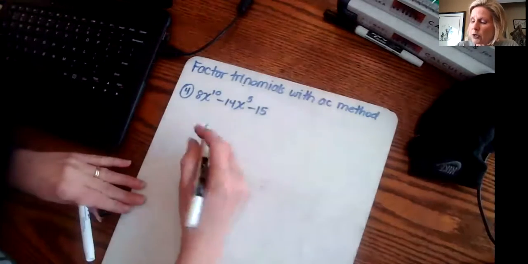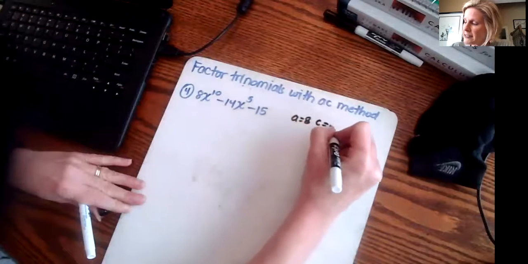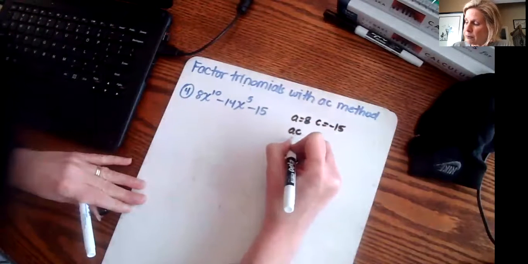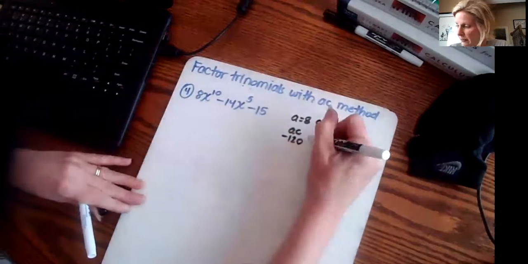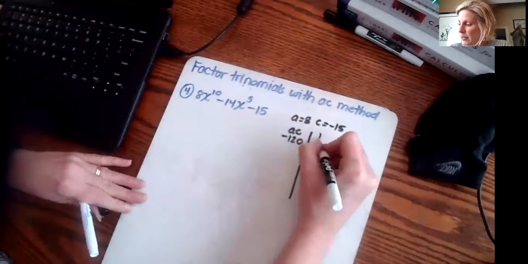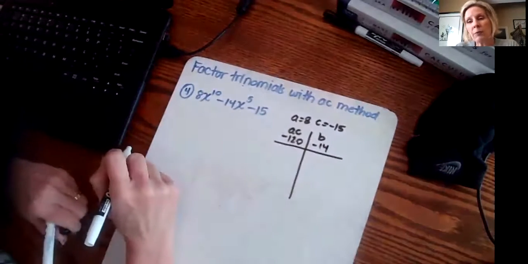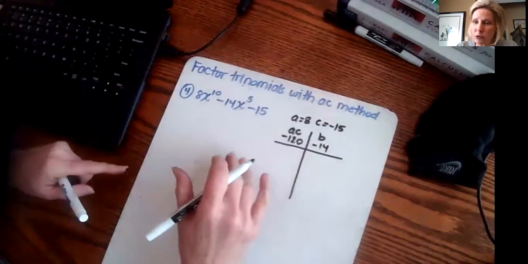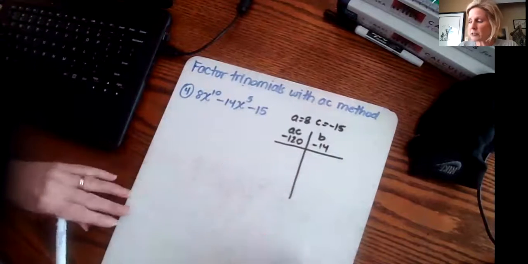All right, so look, my A is 8 and my C is negative 15. That's going to make AC, if I'm remembering correctly, negative 120. That's a big ol' AC. B is negative 14. Now, I want to remind you that instead of going 1 times 120, 2 times 60, which you could do, you might want to use the slider method.